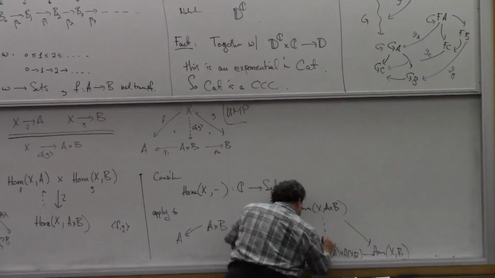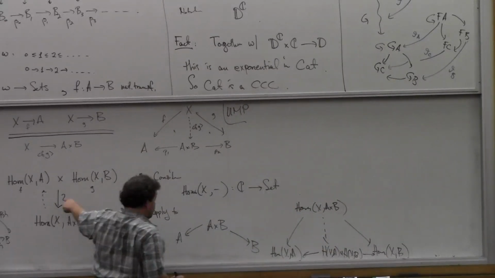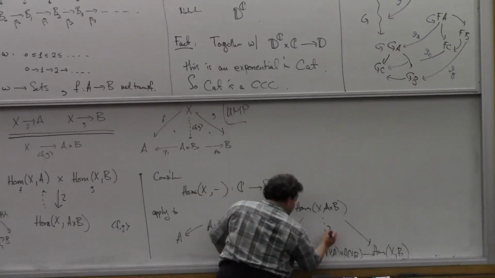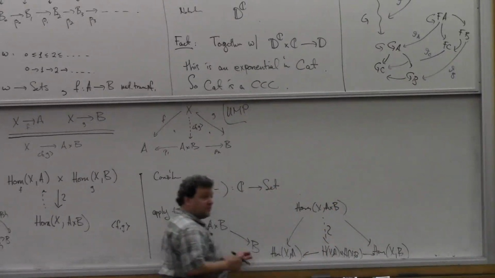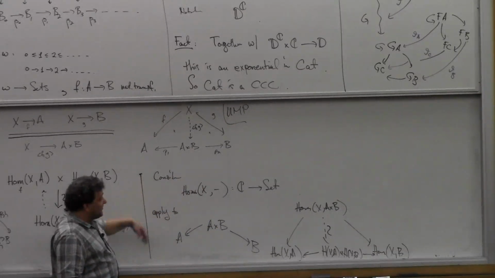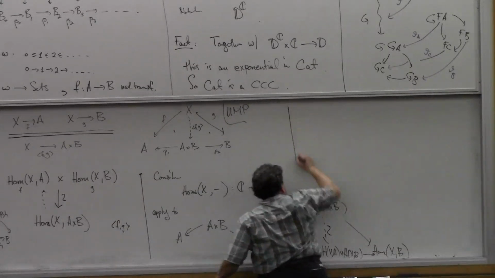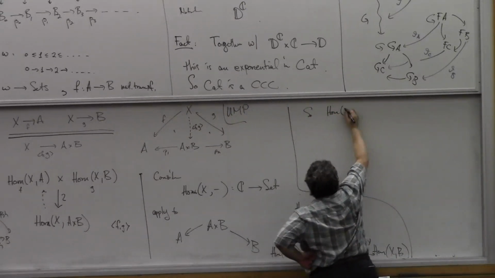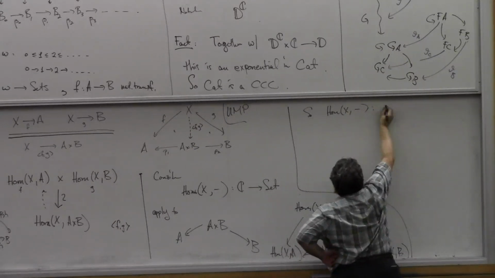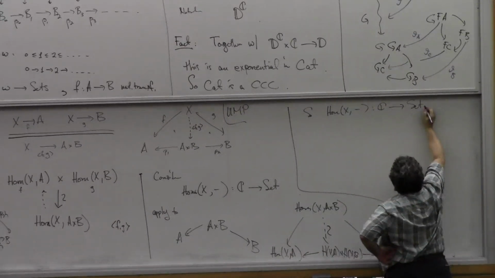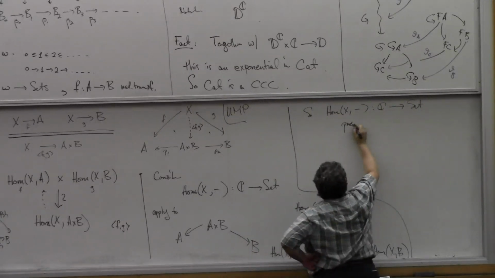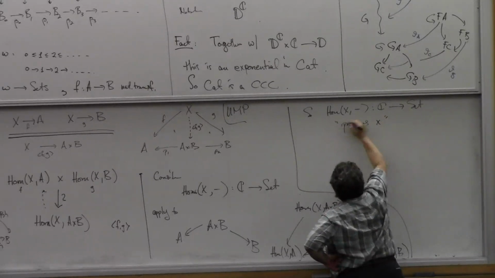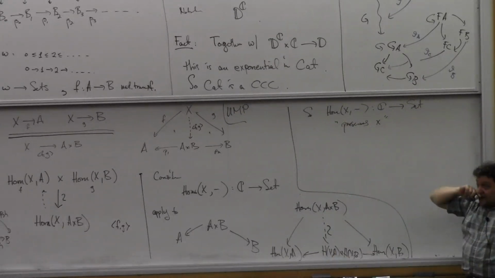So this is exactly this map, right? Let's apply the representable functor like that, and we just said that if this is a product, this is an isomorphism. So this condition says exactly that the functor Hom(X, -) from C into Set preserves products. It takes a product diagram in C to a product diagram up in Sets.